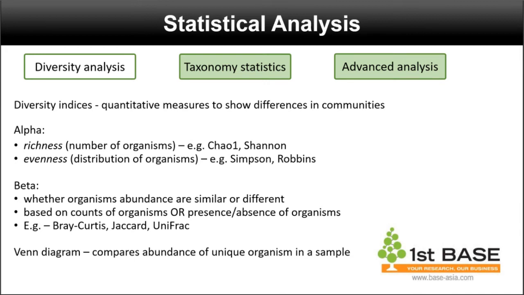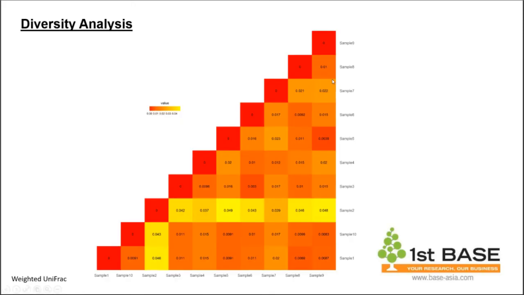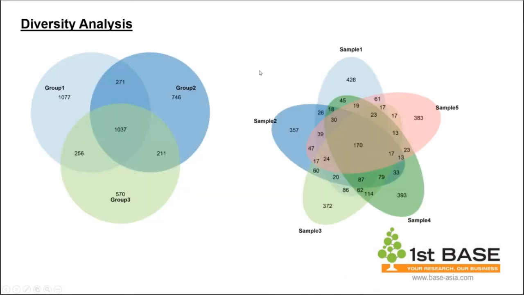So now let's see what the example output for this diversity analysis looks like. Here you can have something like a dot plot where you can see the value of each of your samples, or you can also have a heat map from the weighted UniFrac. And this one is the Venn diagram analysis that I have mentioned.